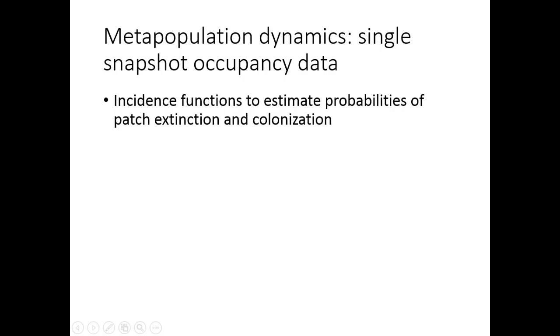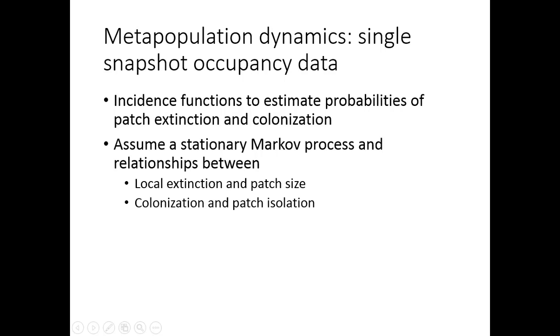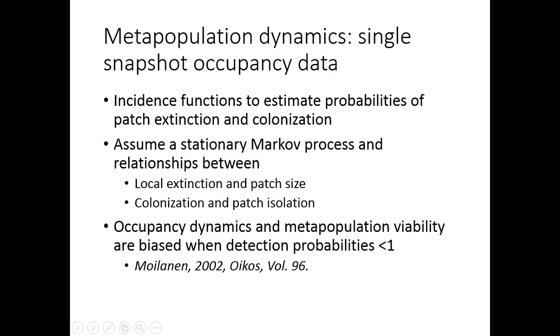Occupancy data are necessary for parameterizing metapopulation models. Usually, incidence functions are used to estimate patch extinction and colonization rates. Metapopulation models assume a stationary Markov process and relationships between local extinction and patch size, and colonization and patch isolation. Interestingly, it has been shown that occupancy dynamics and metapopulation viability are biased when detection probabilities are less than 1.